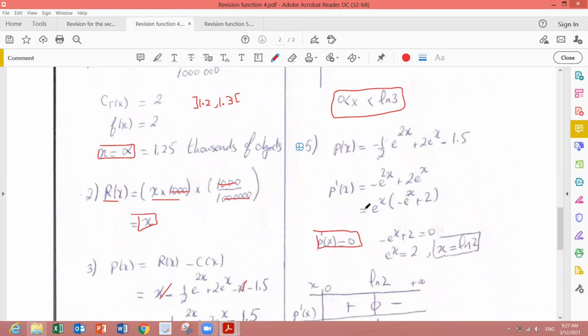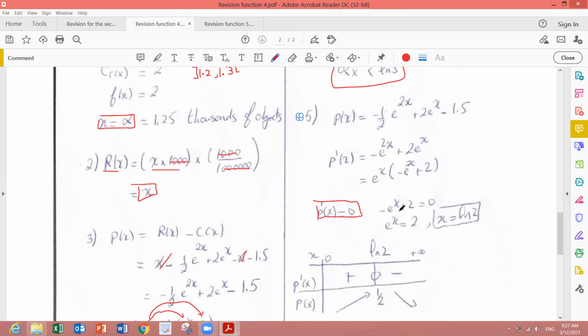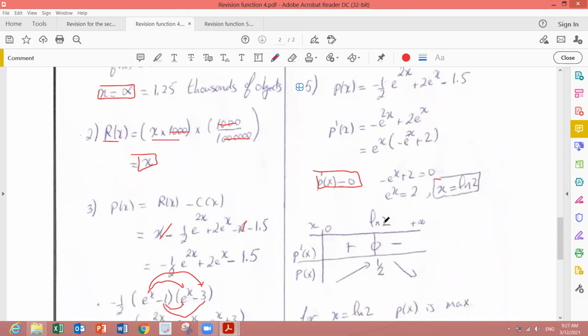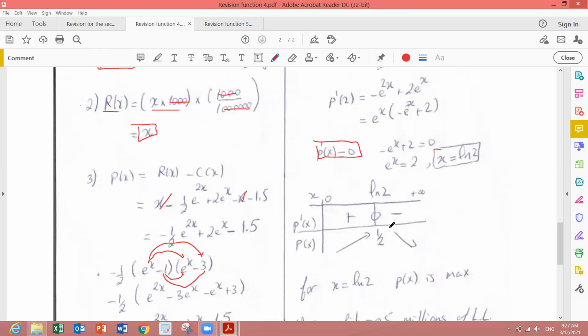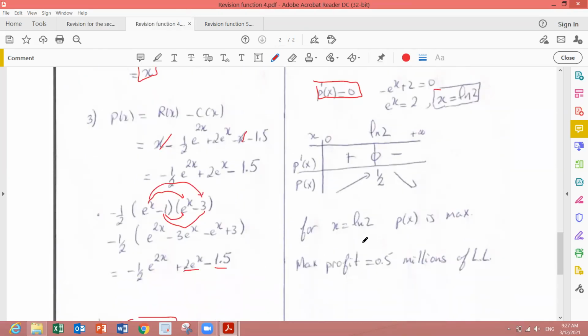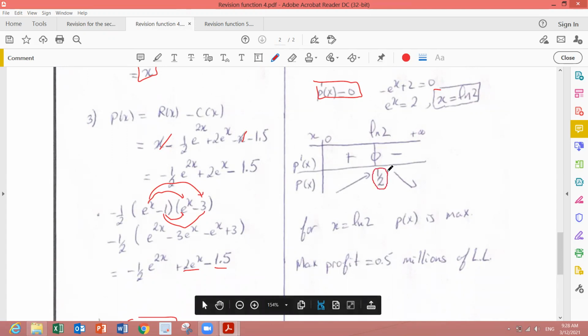e to the x is positive, I don't take it. Minus e^x plus 2 equals 0 means e^x equals 2. It means that x equals ln 2. I put ln 2, a value which is greater than ln 2, like 1. Here it will be negative, positive. Increasing, decreasing. For x equals ln 2, Px is maximum. And the maximum profit is 0.5 millions of Lebanese lira.